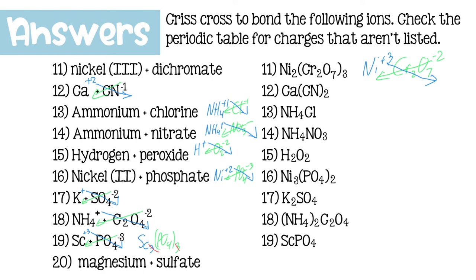Finally, let's do number 20, where we have magnesium sulfate. Magnesium being Mg+2, sulfate being SO4 -2. When we crisscross this, we get Mg2(SO4)2, and we reduce or simplify it down to MgSO4.